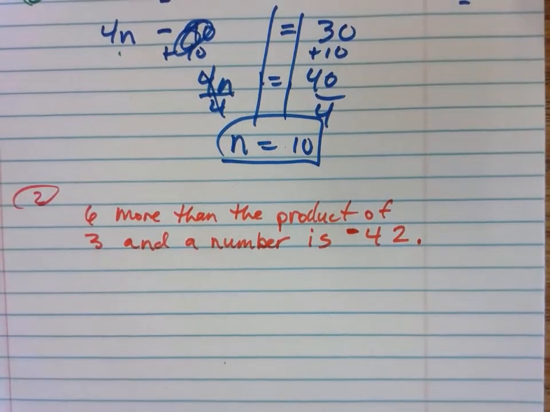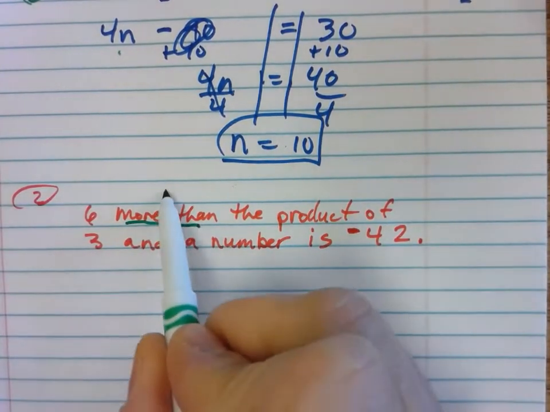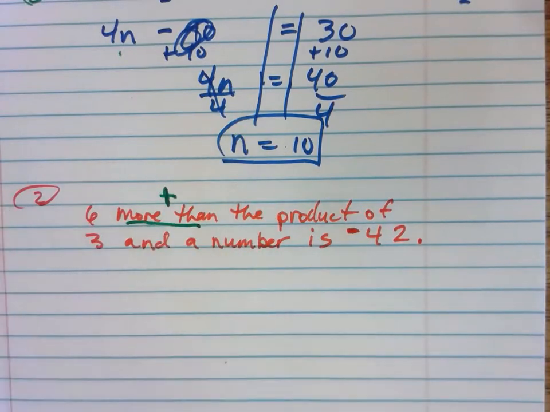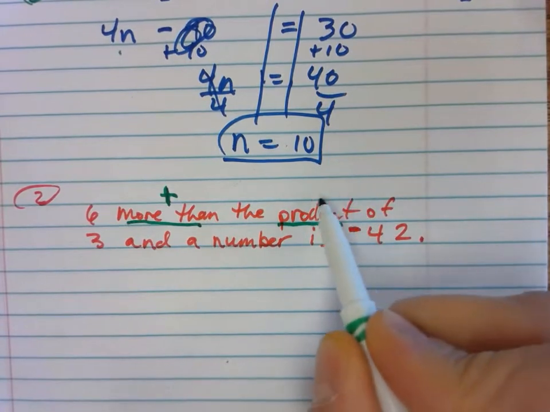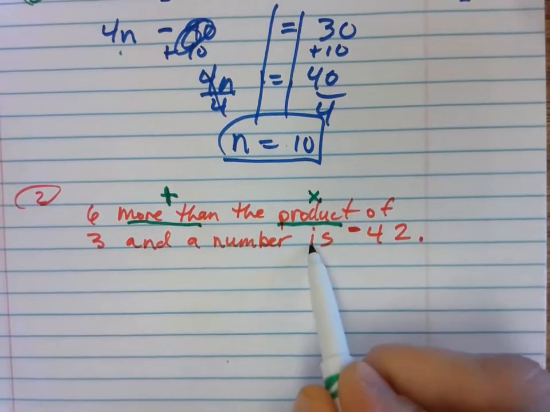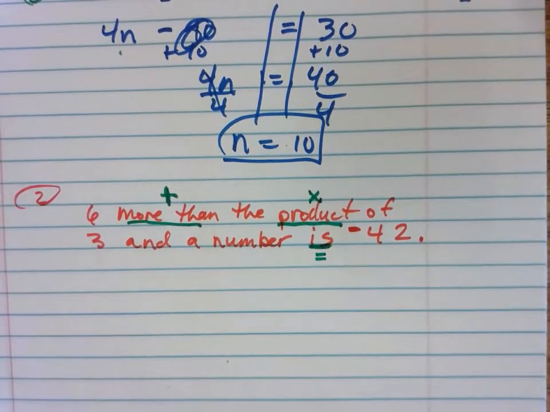Alright, so first thing I look for there is my words, and the words I see there, I see more than, right there. More than is a plus word. It's up there at the top in the add words. And then I see the word product. Of course, that's a multiply word. I see my is right there. That's my equal sign.